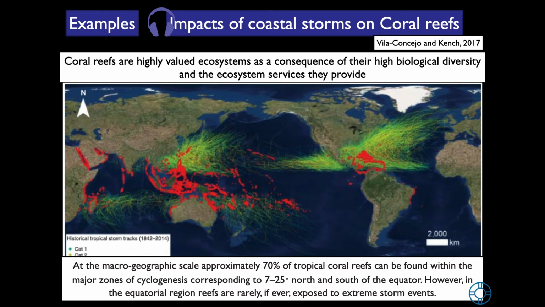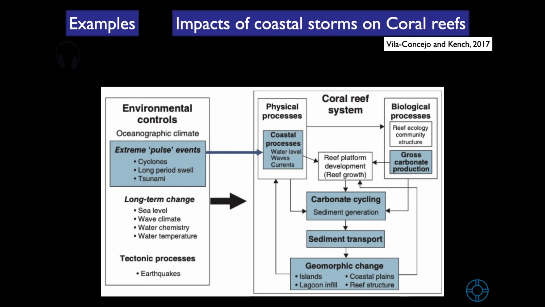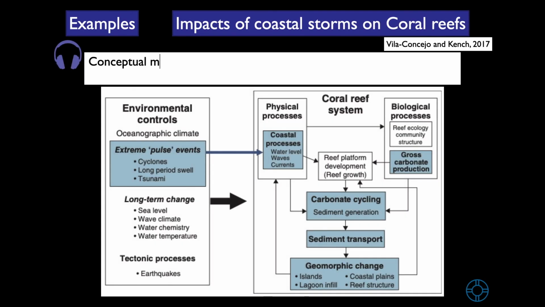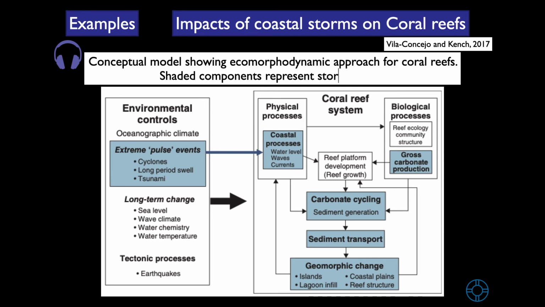This is the world map showing coral reefs of the world, superimposed on historical tropical storm tracks between 1842 and 2014. Please note that bright large points correspond to coral reef locations. This is a conceptual model showing ecomorphodynamic approach for coral reefs. Shaded components represent storm effects.